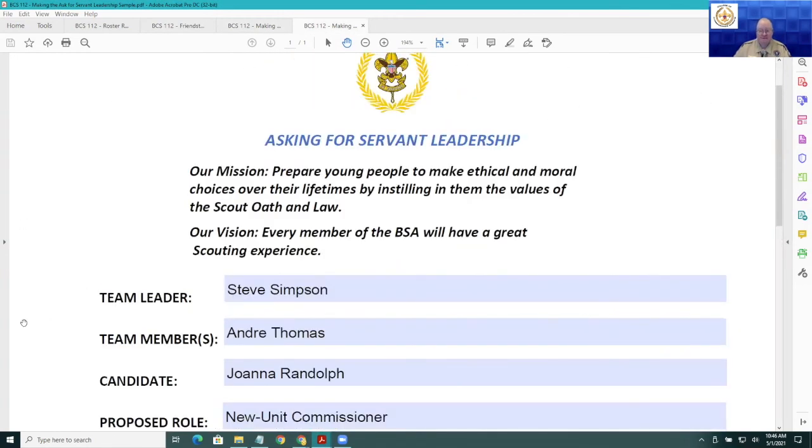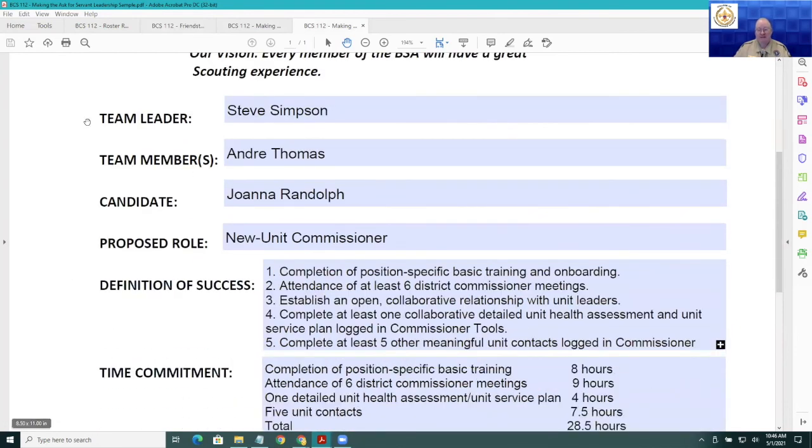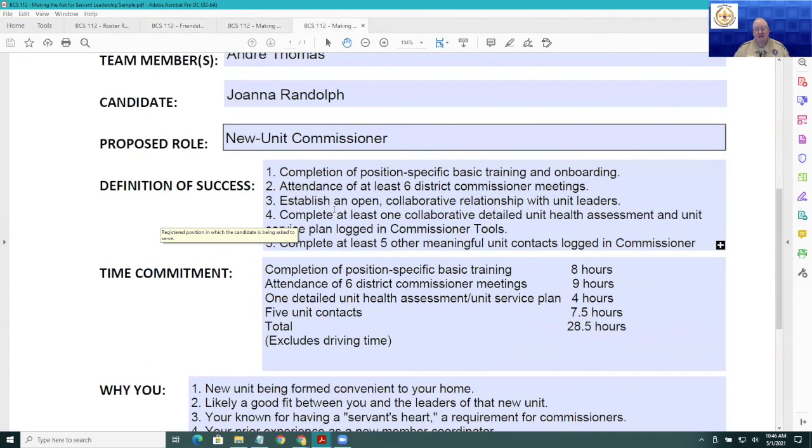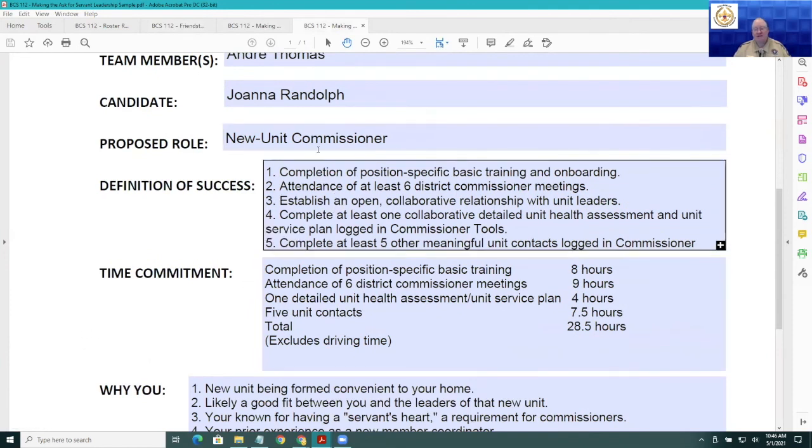So this form lays it out very clearly. Vernon talked about how, when he turned it down, it was because no one told him what he was supposed to do. So we set our commissioners up for failure if we don't tell them what that is. Here we say Joanna is the candidate. We're asking her to be a new unit commissioner. And then, really key, this definition of success. How do we define that she's going to be successful, or that a new commissioner is going to be successful? This is what we expect.